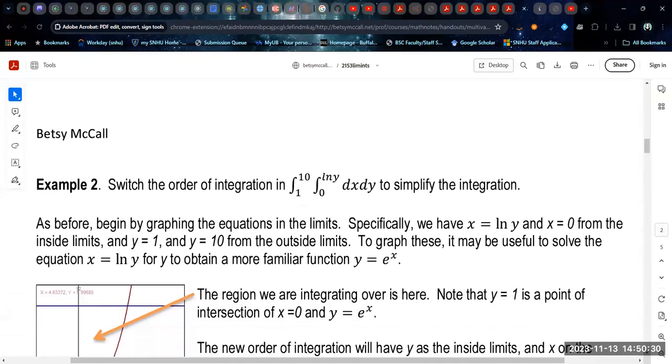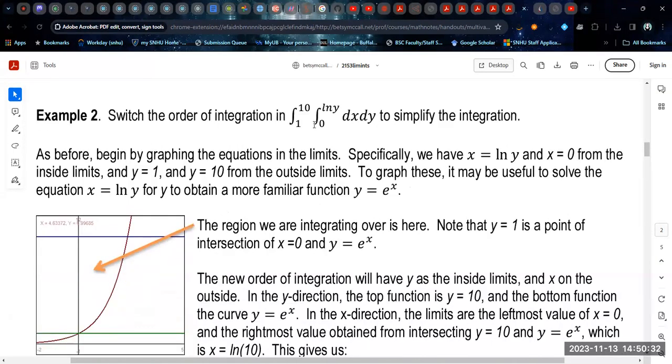Now let's consider another example. Here we're going to switch the order of integration in order to simplify, because integrating ln y requires integration by parts. So that's no fun. So let's look at our graph. So we're integrating x first.